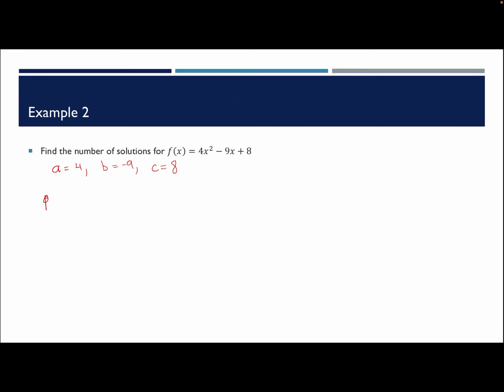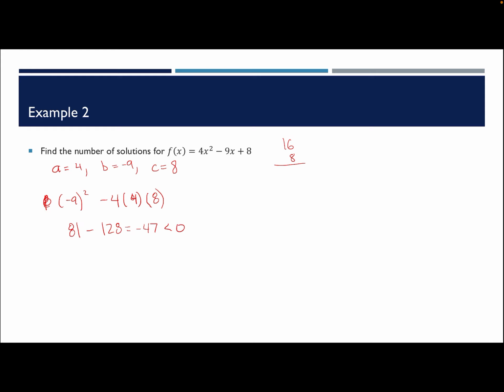So our discriminant is going to be negative 9 squared minus 4 times 4 times 8. So that's going to be 81 minus 16 times 8, I believe is 128. Yep. So 81 minus 128 is negative 47, and that's less than 0.